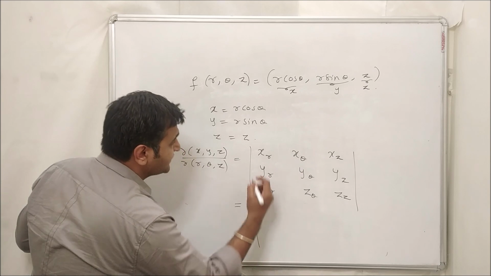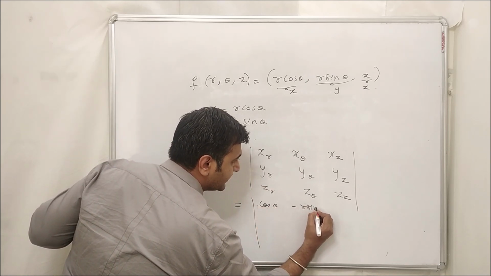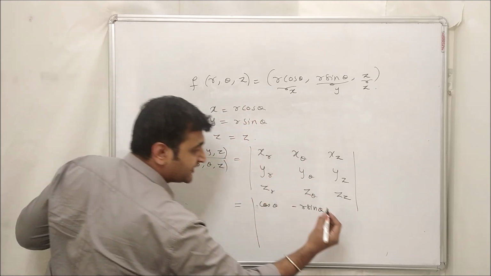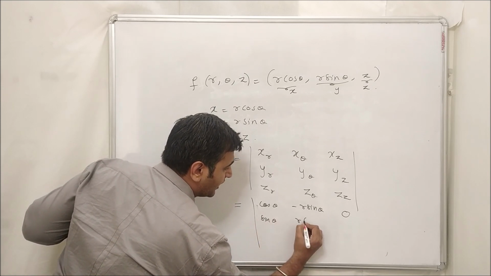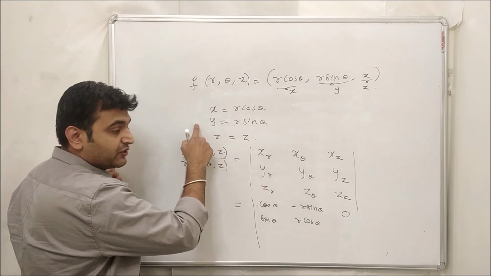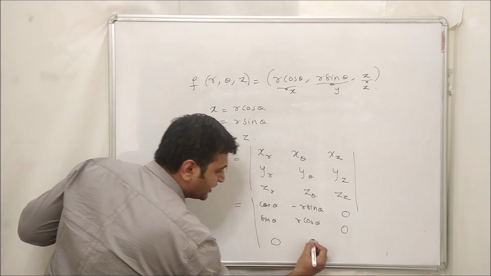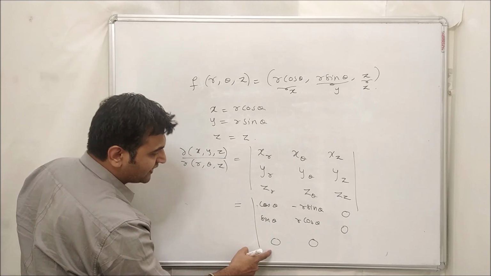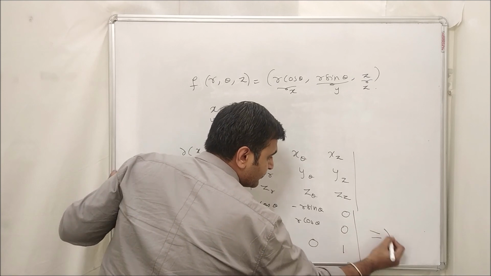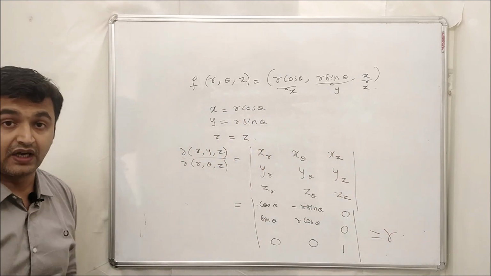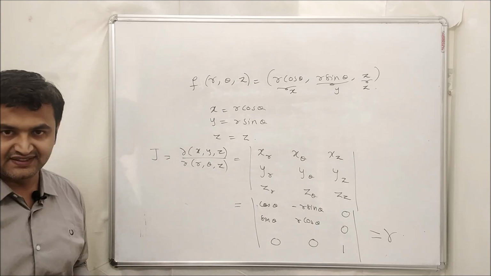And if you try to solve this, what is x with respect to r? It is nothing but cos theta, and here minus r sin theta. x with respect to z, there is no z over here, so 0. y with respect to r is sin theta, and here r cos theta. y with respect to z is 0 because there is no z. z with respect to r is 0, z with respect to theta is 0, and z with respect to z is 1. Again, if you try to solve this, the answer will come out to be r. So that's the Jacobian for the cylindrical coordinates.